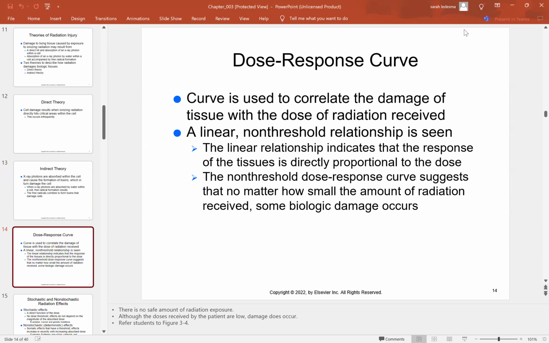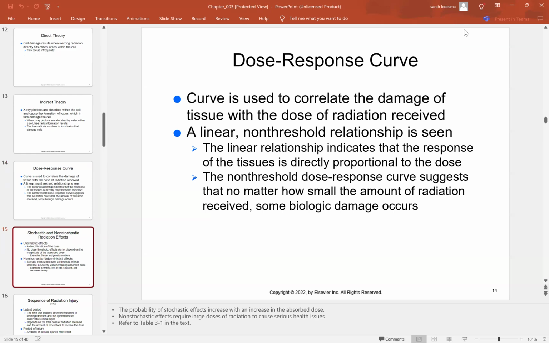Dose response curve. The curve is used to correlate the damage of tissue with the dose of radiation received. A linear, non-threshold relationship is seen. A linear relationship indicates that the response of the tissues is directly proportional to the dose. The non-threshold dose response curve suggests that no matter how small the amount of radiation received, some biologic damage occurs.